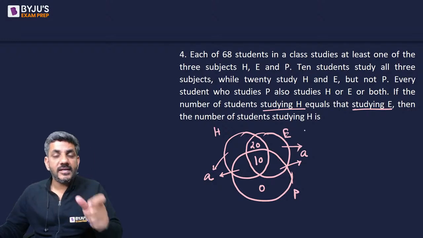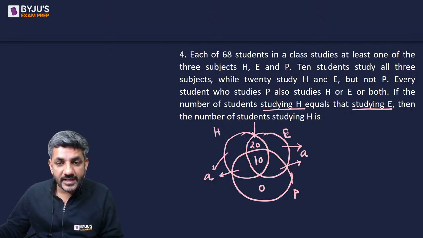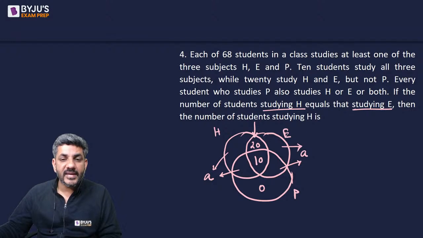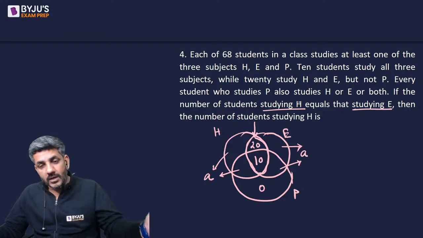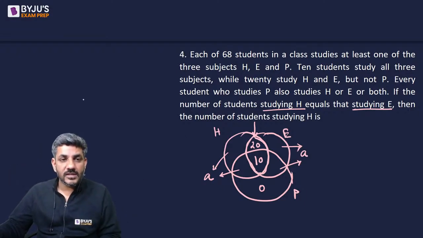When the number of students studying H is equal to those studying E, this area is common in both of them. ये 20 plus 10 जो है, ये तो दोनों में common है. उसके अलावा जो area, that will be equal for H and E. So ultimately the total of all the students, what is the total?